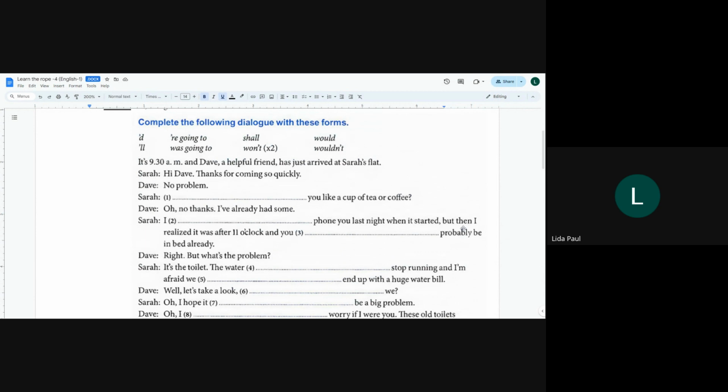Okay, so we'll start looking at the blanks now one by one. It's 9:30 a.m. and Dave, a helpful friend, has just arrived at Sarah's flat. Sarah: Hi Dave, thanks for coming so quickly. Dave: No problem. Sarah: Dash you like a cup of tea or coffee? How would you fill it up? Would you like a cup of tea or coffee?